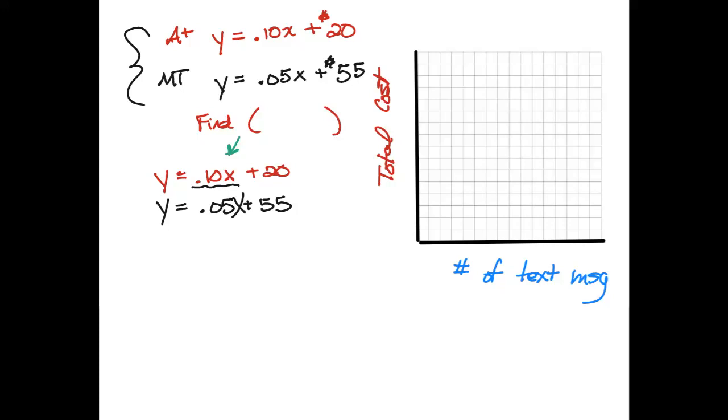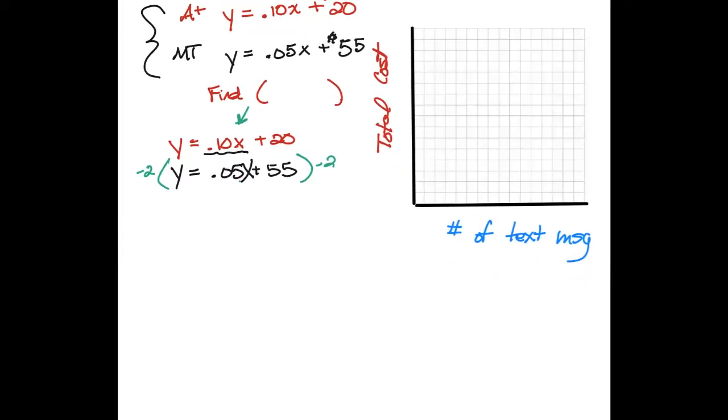Multiply by what? If this is 10 cents and this is 5 cents, how much do I want to multiply by? How many 5 cents are in 10 cents? How many? 2. Takes 2 nickels to make a dime, right? And we want to make it negative, right? Because if this is 10 cents, we want to make this negative 10 cents.